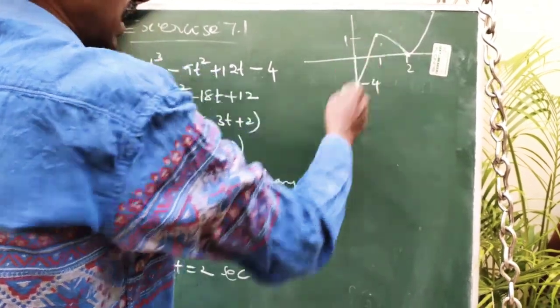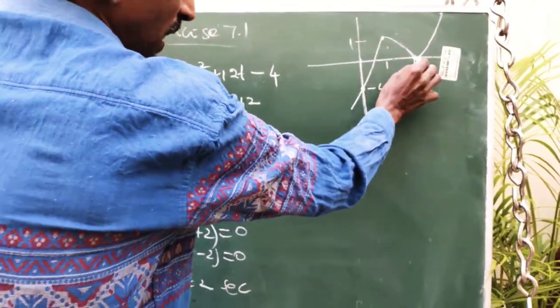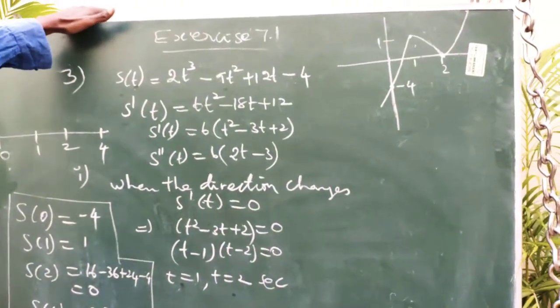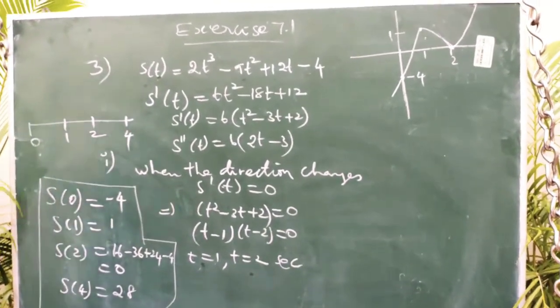So 2 times it changes the direction. Upward to downward, 1 time it changes. Then downward to upward, 2 times it changes its direction. The second subdivision is to find the distance traveled by the particle in the first 4 seconds.